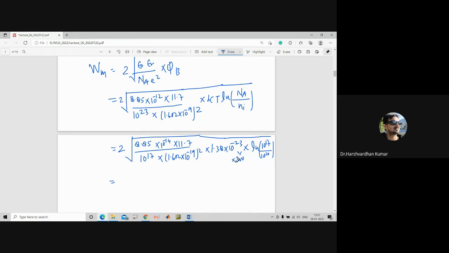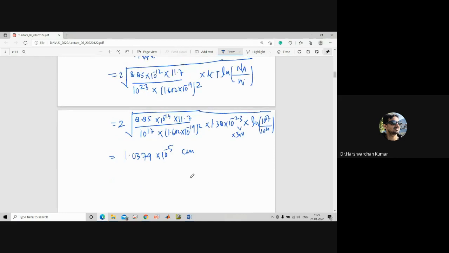Yes, how much are you getting? 260.04. Still you are getting the same value? No, it will be 1.0379 into 10 to the power minus 5 centimeter, because all the values are in centimeter, right? Please recheck the value. You need to recheck now. You will get 1.3067 into 10 to the power minus 5 centimeter.